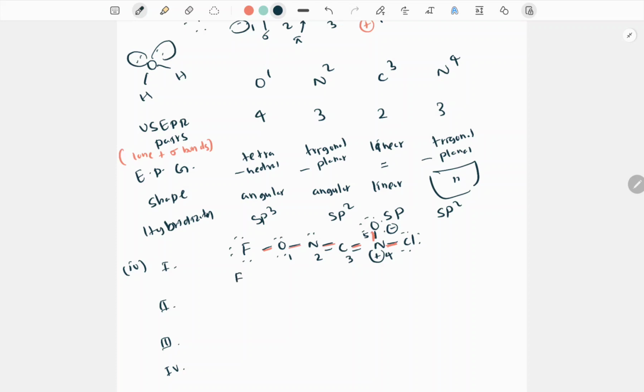Fluorine, what's the atomic or hybridized orbital? This can be said as either atomic or hybridized orbital. If it is atomic, the electron given to this sigma bond from fluorine will be 2p. Why? The atomic number of fluorine is 9. The electronic configuration of fluorine is 1s2, 2s2, 2p5.